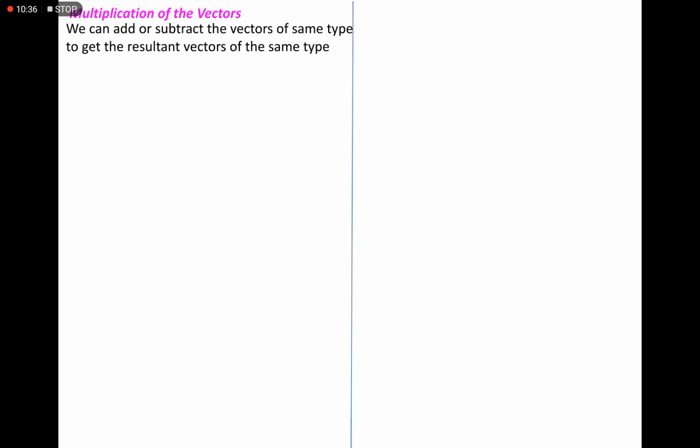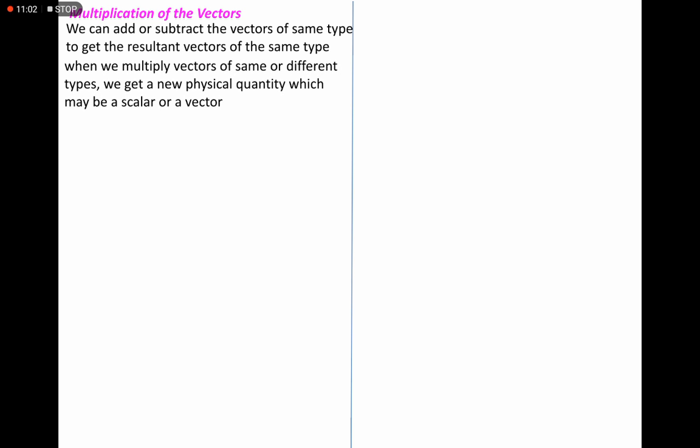Okay, if we add or subtract vectors, we'll get a third vector, the resultant vector. The resultant vector is the same as that of the two or more vectors used for addition and subtraction of vectors. In multiplication of vectors, if we multiply two vectors together, we'll get a third physical quantity.